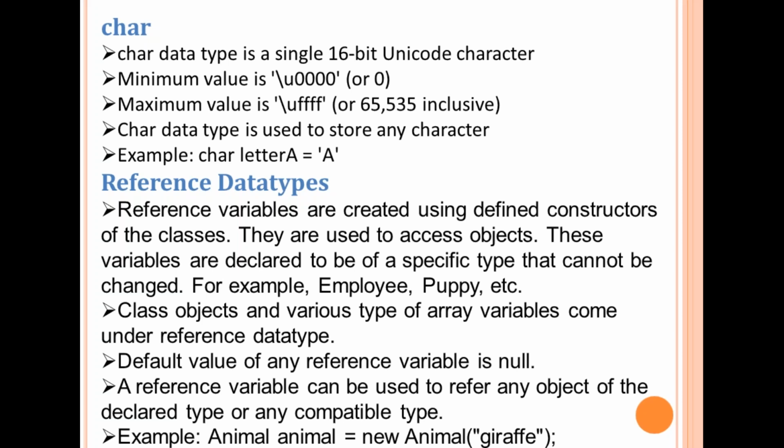Reference data types. Reference variables are created using defined constructors of the class. They are used to access objects. These variables are declared to be of a specific type that cannot be changed. For example, Employee, Puppy, etc. Class objects and various types of array variables come under reference data type. Default value of any reference variable is null. A reference variable can be used to refer to any object of the declared type or any compatible type. For example, Animal animal equals new Animal("giraffe").